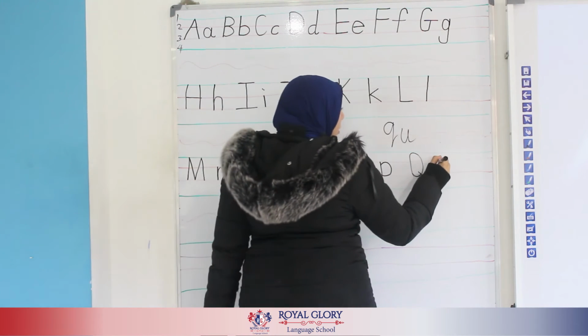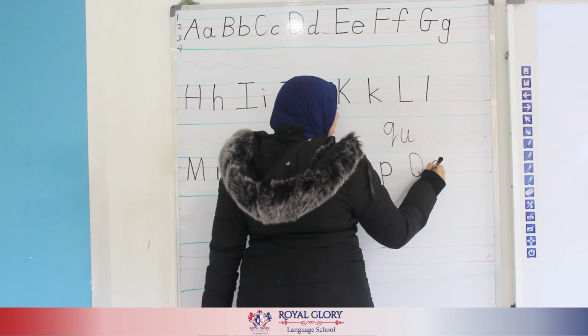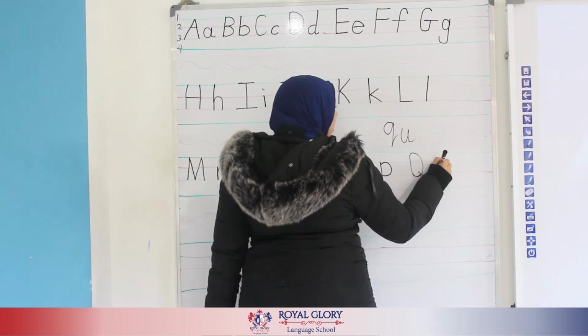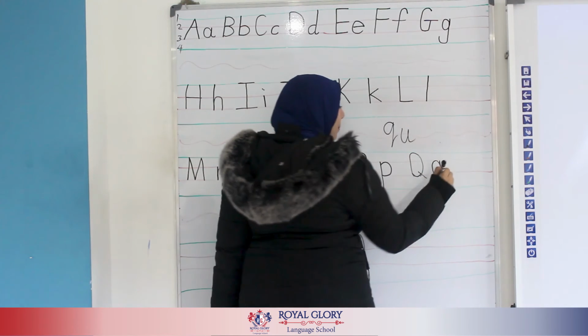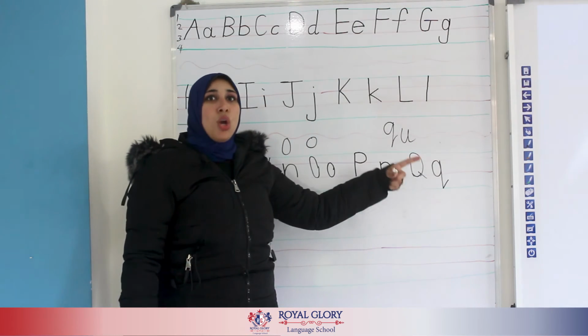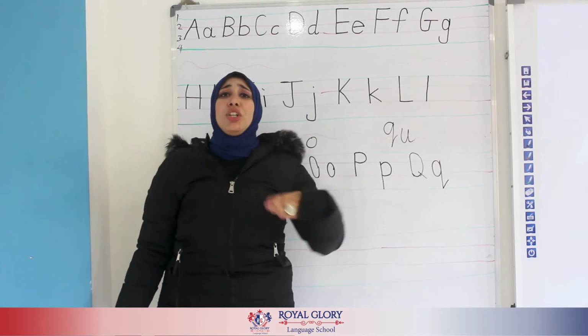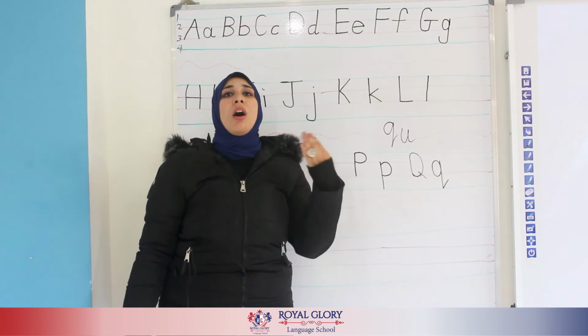The lowercase: make a circle, up, down again to line number 4, and then make a standing line up. Qua. Okay, after letter Q, letter R.